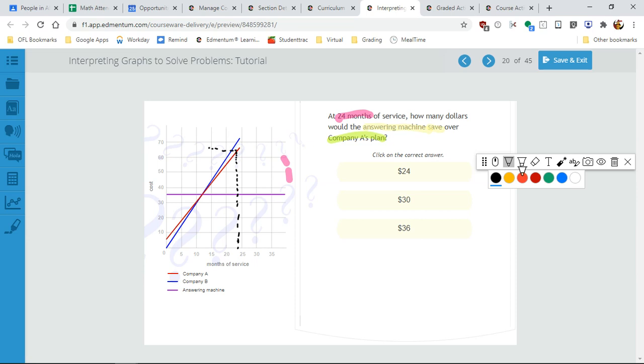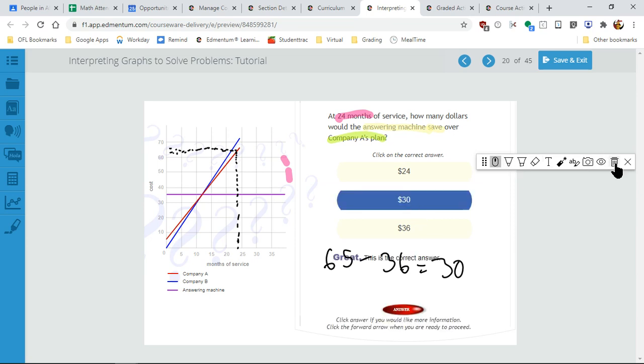And I see that company A is about $65, would you guys say? Maybe I'm this bad, I guess. So I'm just going to let you guys kind of tell me. I'm going to guess 65 is what company A is at, and the answering machine we know is at 36. So if I subtract this out, I'm getting about 30. Hopefully, I'm not that bad at guessing. You guys might be better. It's 30. All right, cool.